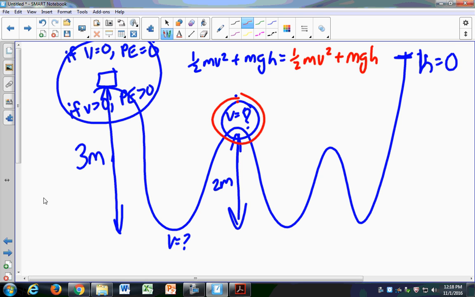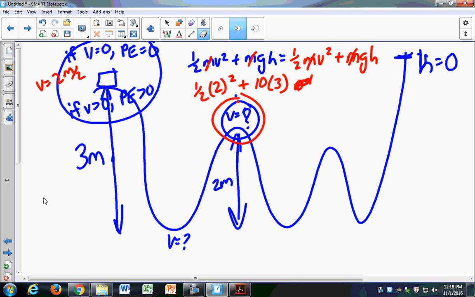So I can get rid of my m's here, here, here, and here, and I get 1/2 of, let's say that v is equal to 2 meters per second, 2 squared plus 10 times 3 plus 1 equals 1/2 v squared plus 10 times 2. And then you'd solve that for v. Okay? You will have a problem like that.